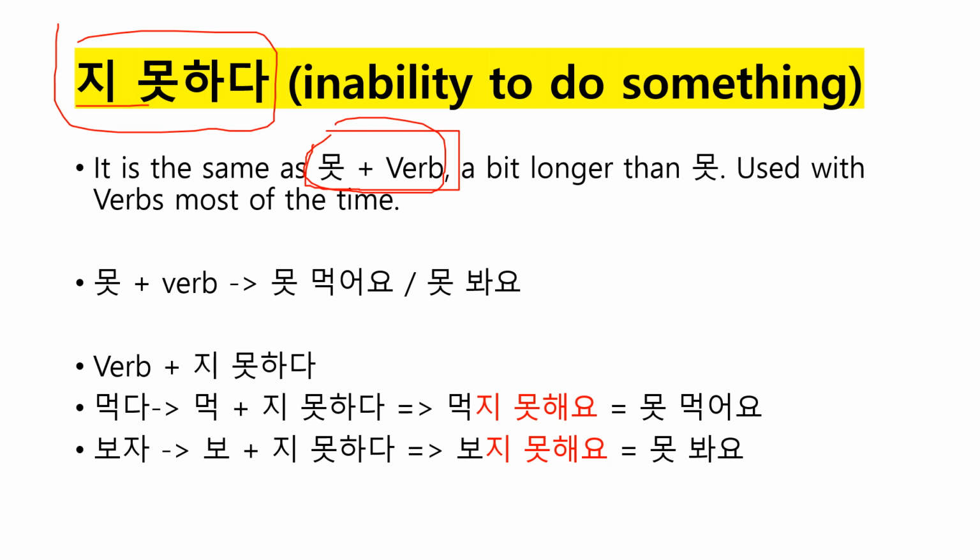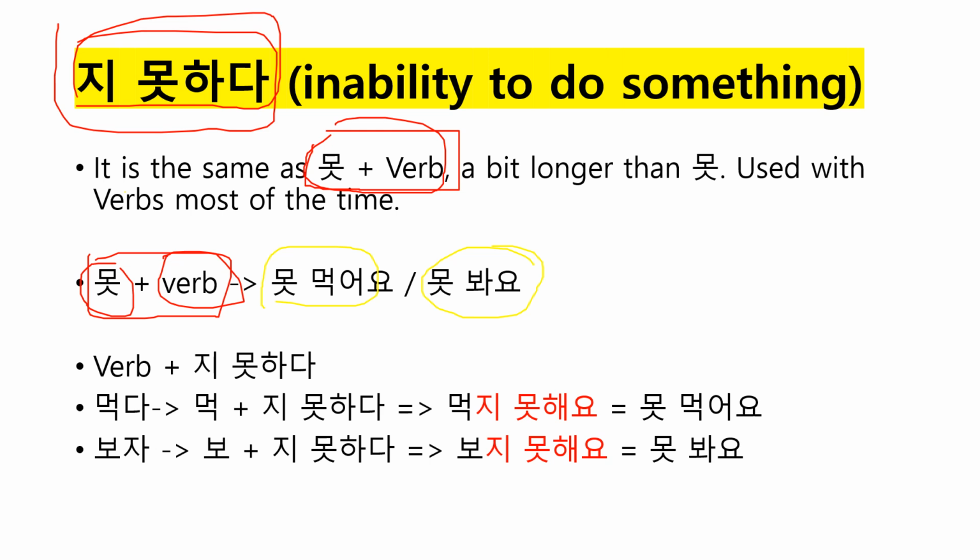Okay, and this is called a longer form of negation, and we use it mostly with verbs because only verbs can refer to some kind of action, right? To do something, to listen, to watch, to earn. These are all verbs that can be used with 지 못하다. The simple form of negation with 못 was like this, right? We use 못 plus verb, and it becomes 못 먹어요, or 못 봐요. So I can't eat, I can't see, or I can't watch, right?